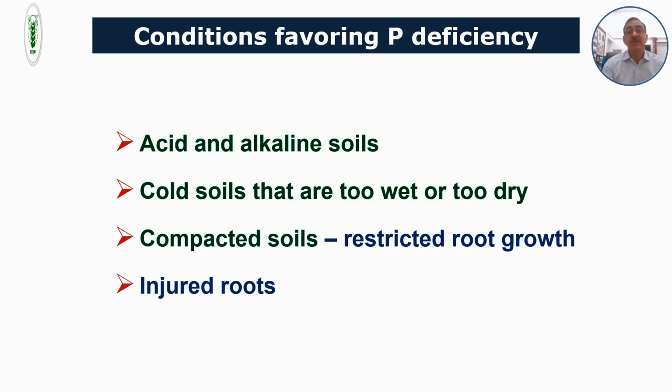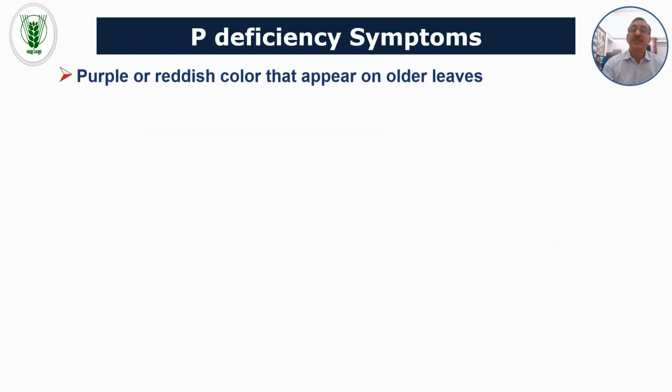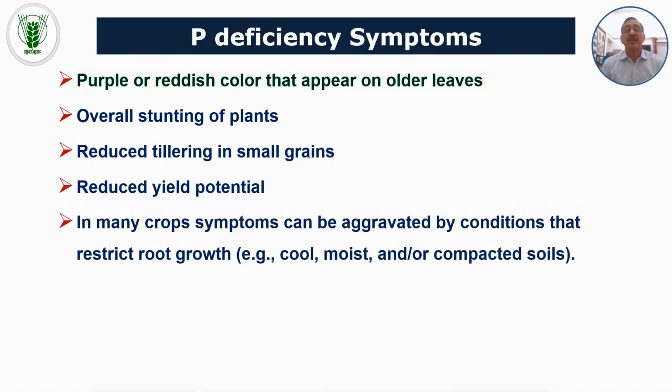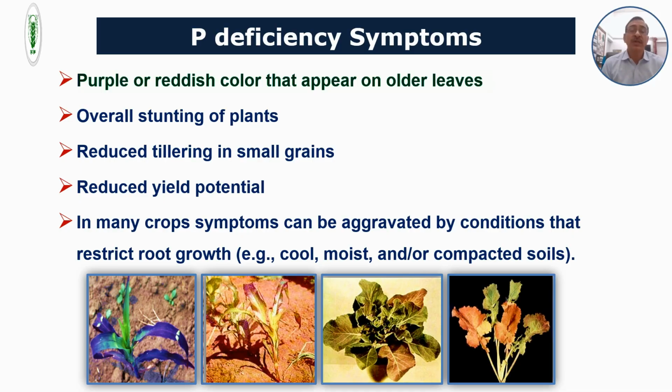Compacted soil, too, and sometimes injured roots are unable to take up phosphorus, though it may be available in the soil. If roots are injured, the supply is restricted, so deficiency symptoms may sometimes appear because of that also. The general deficiency symptom of phosphorus deficiency is purple coloration in older leaves, not in the newer leaves, because phosphorus is mobile in the plant system.